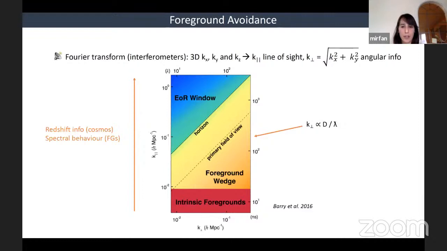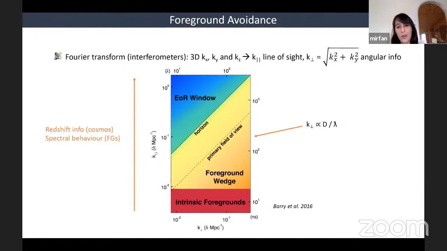Now, the nature of foregrounds is that generally they are very spectrally smooth, so they can be modeled with very little information. For instance, we've seen just power laws will be enough to describe the behavior of the synchrotron emission. So they are generally well contained in a very small number of low k-parallel modes. But the actual cosmological signal of interest has much more structure, much more stochasticity. It takes up an entire range of k-parallel modes.